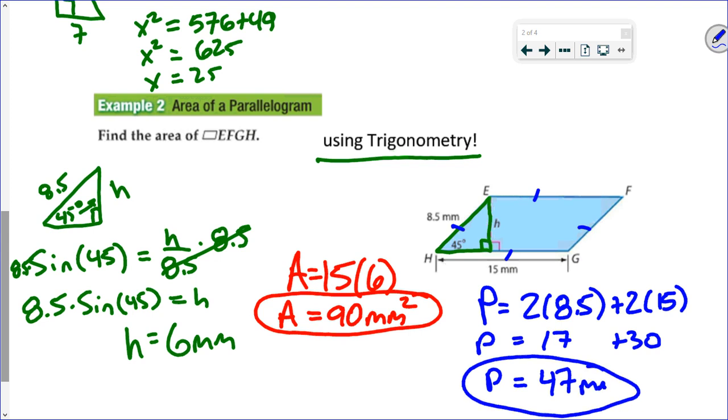47 units. 50 millimeters. All right. So that's good. So on some of the problems, maybe on your homework, you're going to have to use some trig.